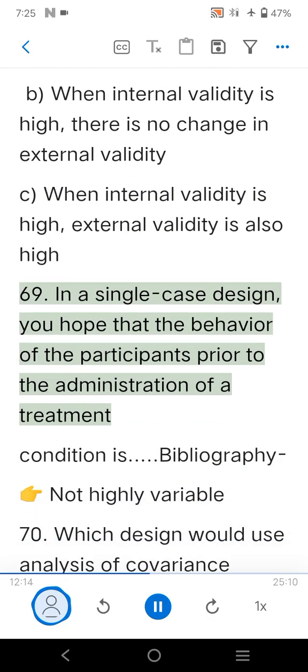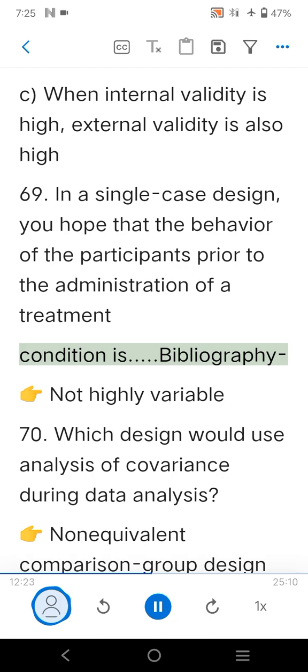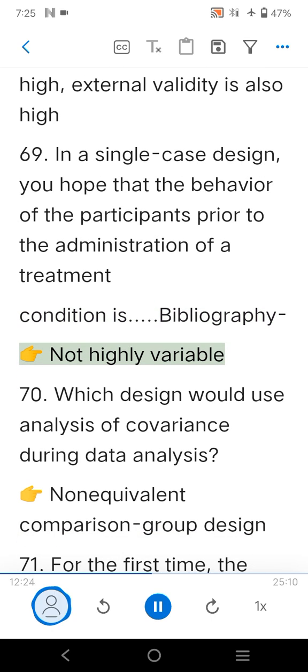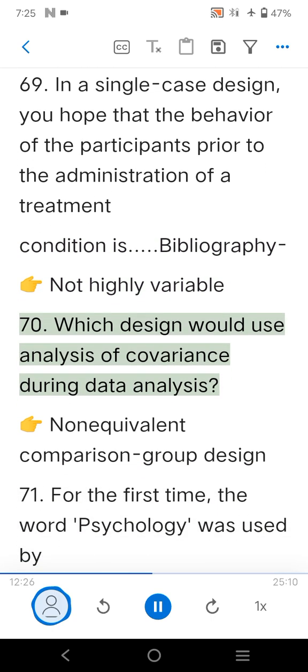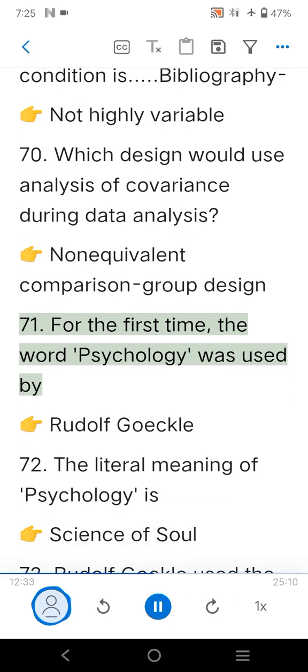69. In a single-case design, you hope that the behavior of the participants prior to the administration of a treatment condition is not highly variable. 70. Which design would use analysis of covariance during data analysis? Non-equivalent comparison group design.